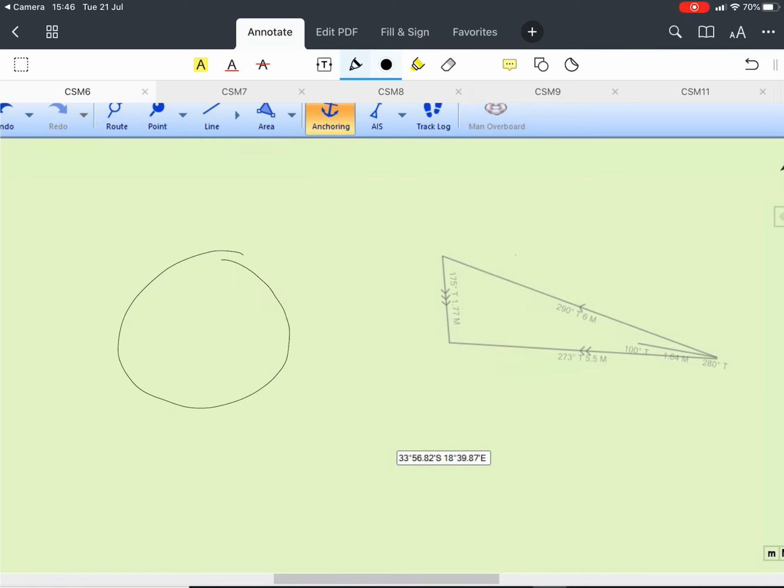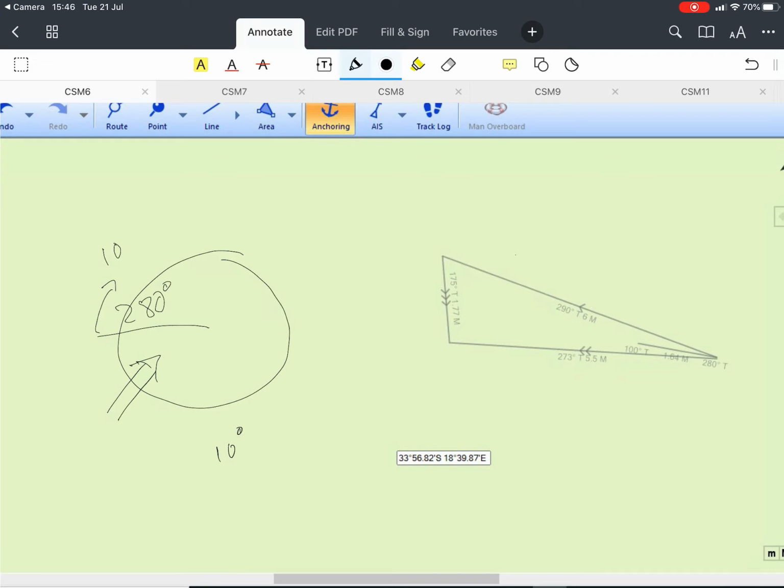The helmsman says he thinks he's going 280 degrees. The navigator comes out and looks behind him and says, but that's not possible. We have 10 degrees of leeway, and the wind is coming from the south-southwest, which means you are actually doing 10 degrees higher. So that's where we got our water track of 290.